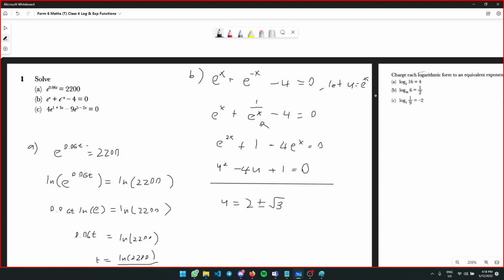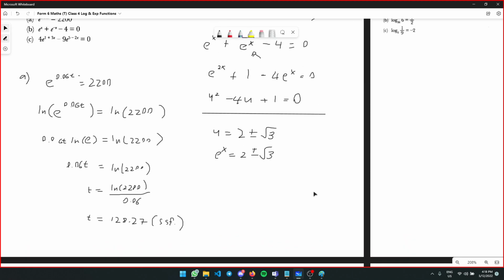Since we know that u is actually e^x, let's say e^x equals 2 plus minus 3, and then you introduce ln again. If you introduce ln, you get x equals ln(2 plus minus 3).